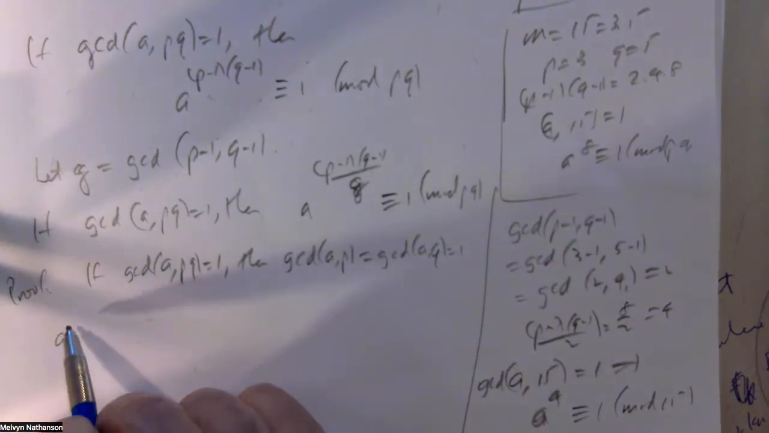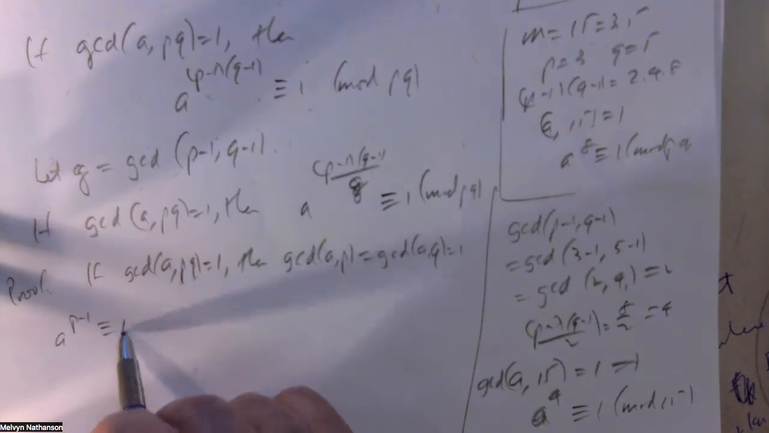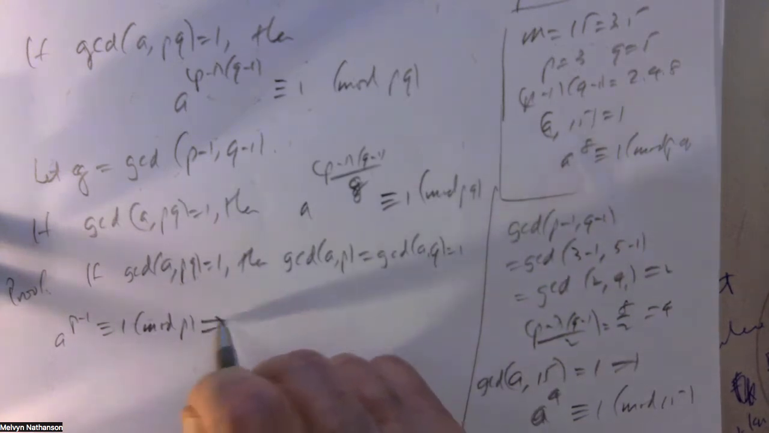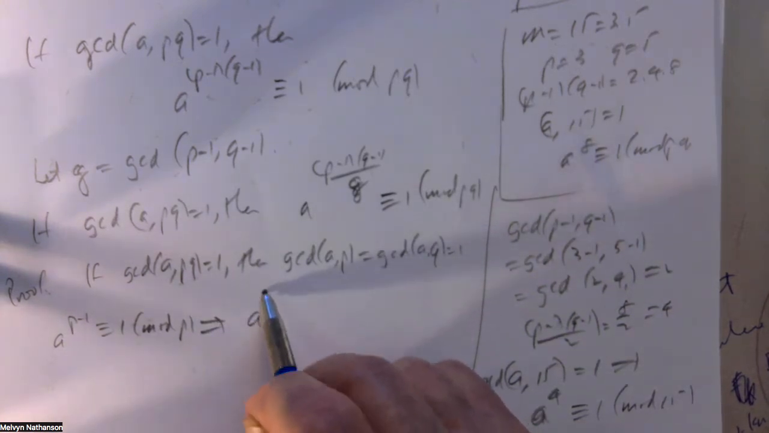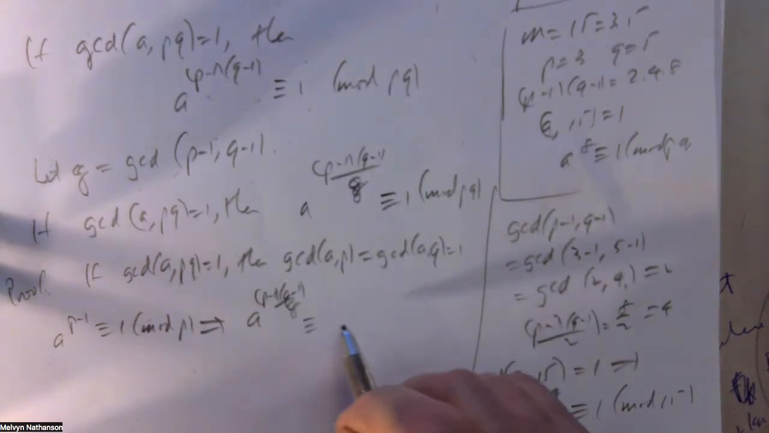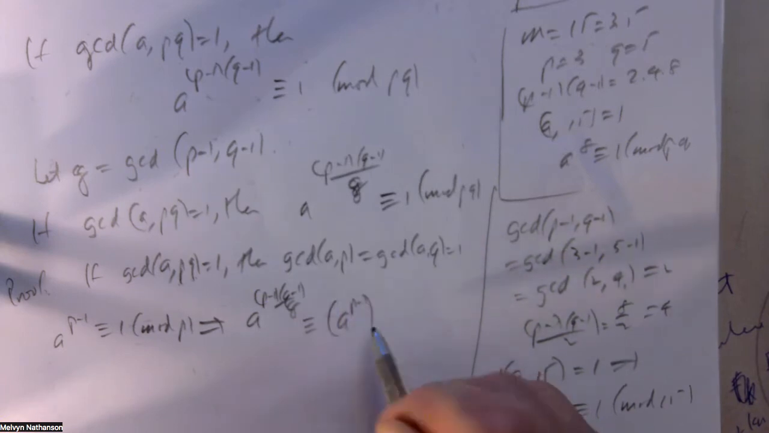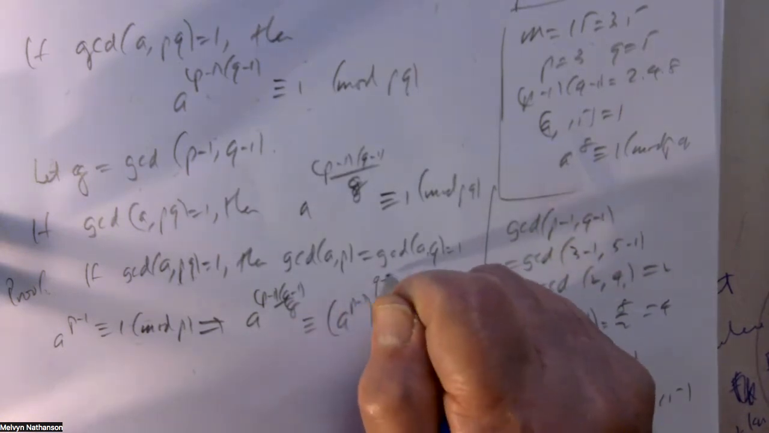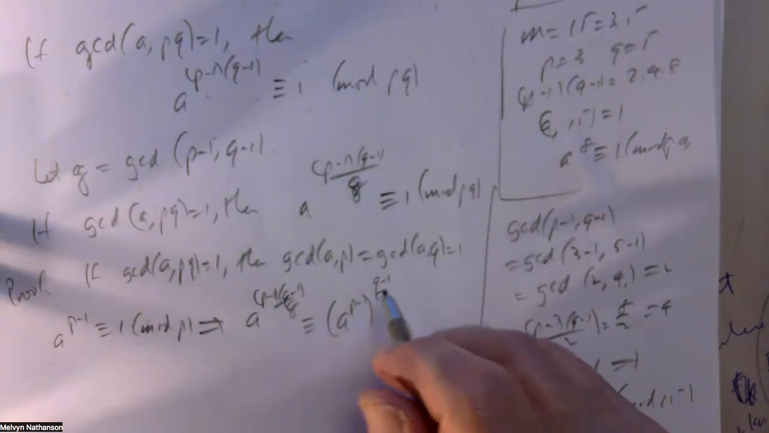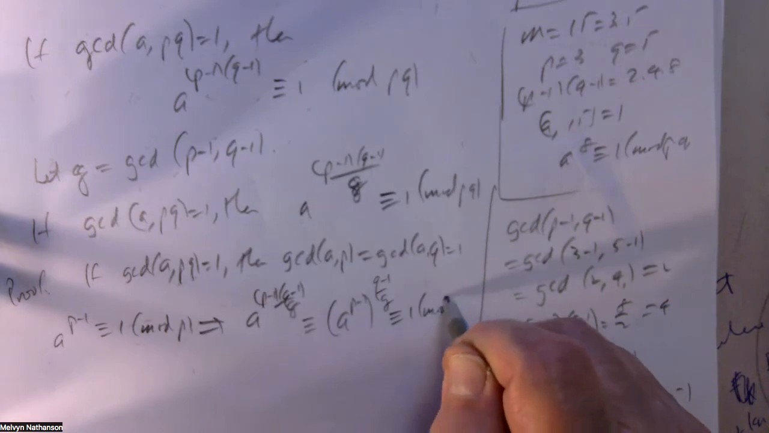So A to the P minus 1 is congruent to 1 mod P, by Fermat's little theorem. Which means if I take A to the P minus 1, Q minus 1 over G, this is the same as A to the P minus 1 raised to the integer power Q minus 1 over G, if G divides Q minus 1. This is 1 to the power. This is 1 mod P.